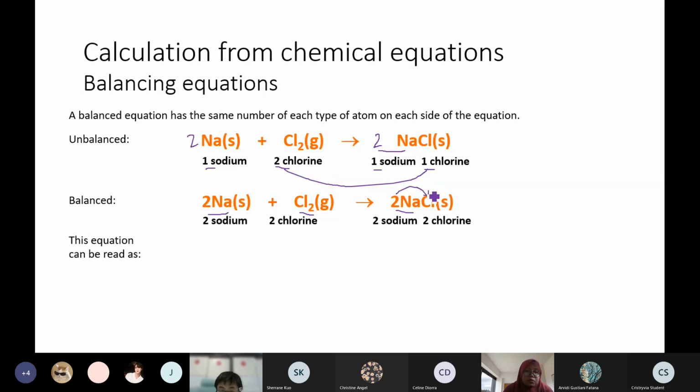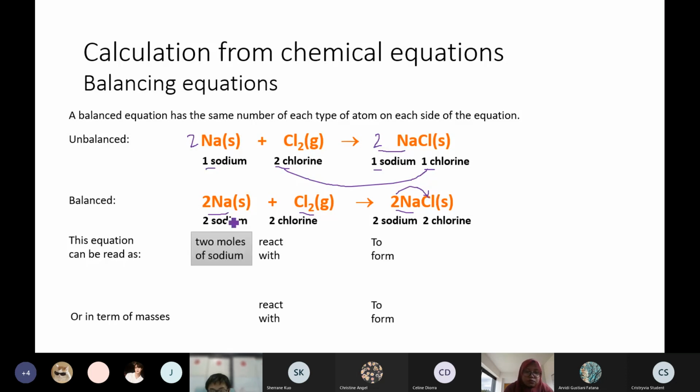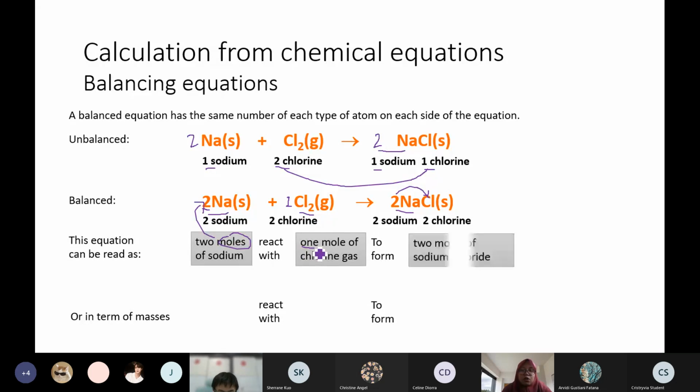And then this equation can be read as 2 moles of sodium. We can see moles from the coefficients. 2 moles of sodium and 1 mole, the coefficient is actually 1, it means 1 mole of chlorine gas. And then 2 moles of sodium chloride.